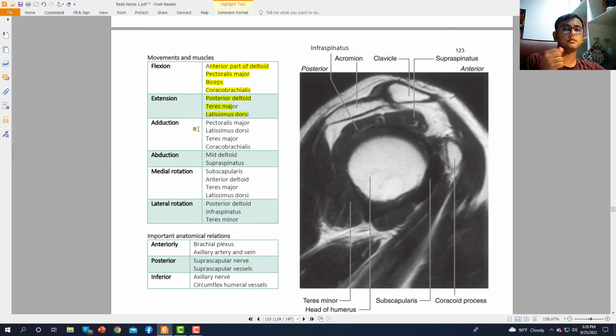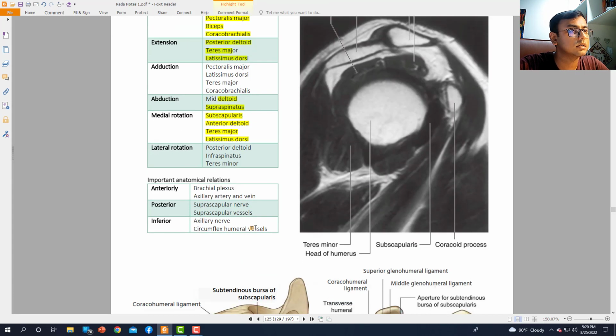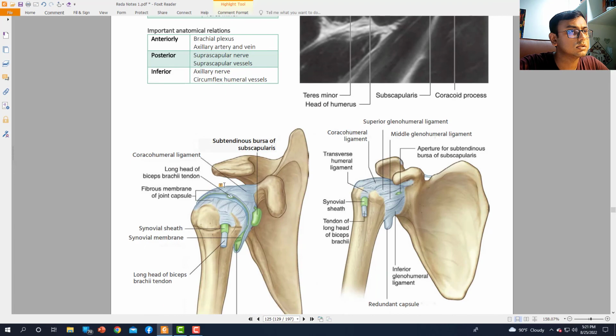Adduction, that is here. This is abduction, this is adduction. So abduction like this, adduction like this. Abduction is done by the deltoid and supraspinatus. Medial rotation is by subscapularis, anterior deltoid, this kind of thing. Lateral rotation is not needed.